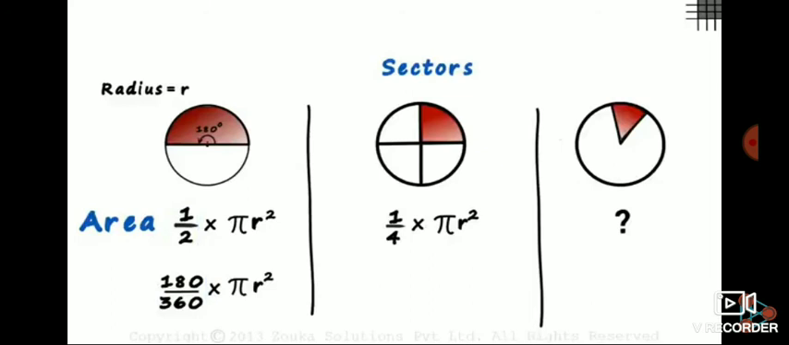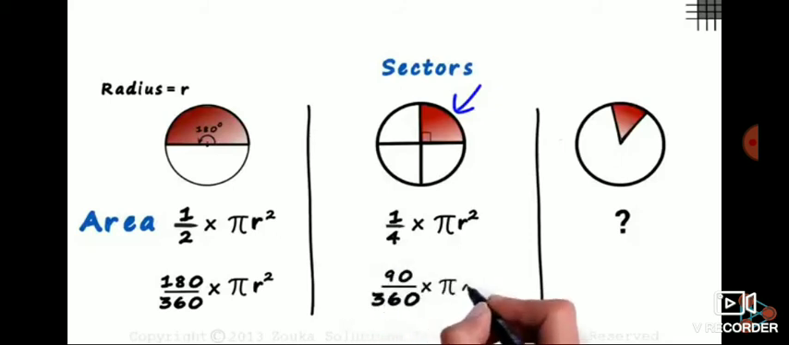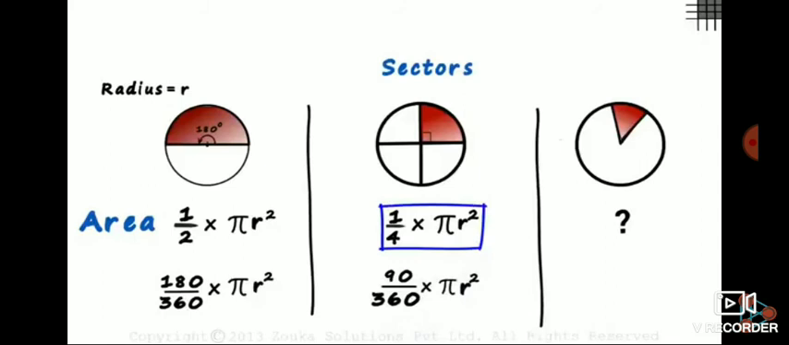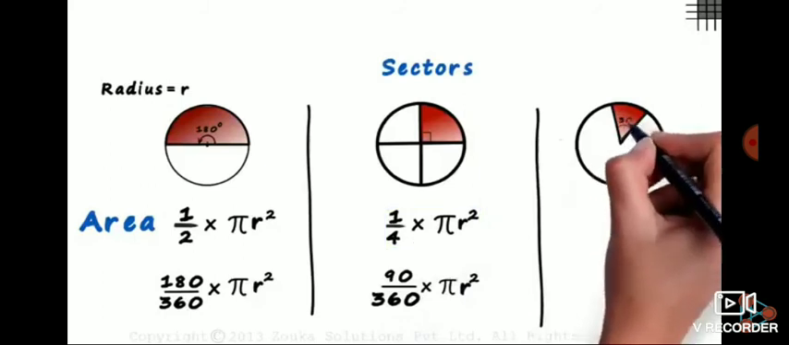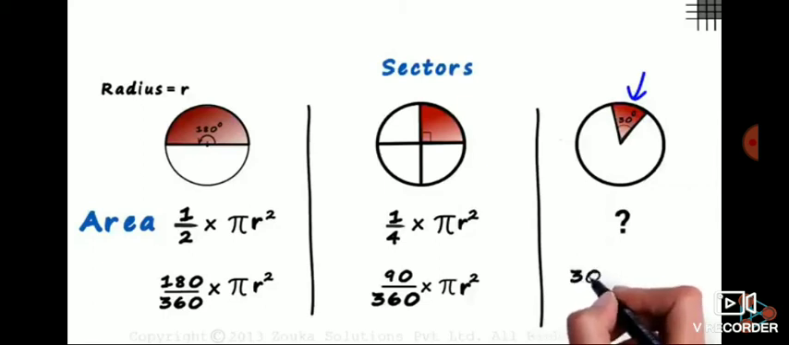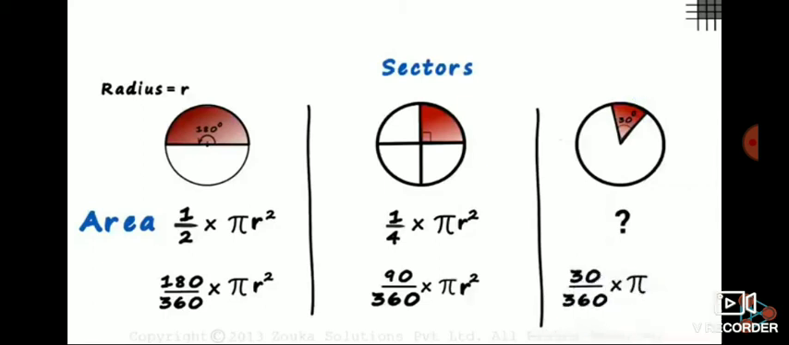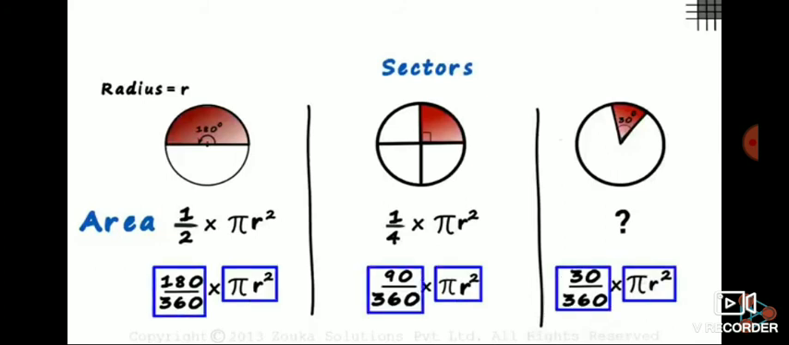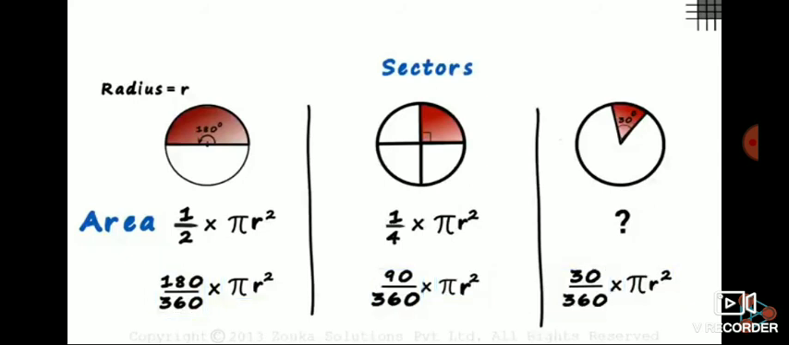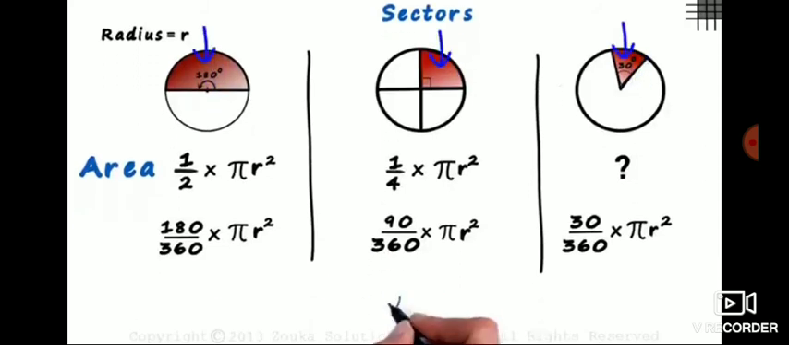Similarly, since the sector angle is 90 degrees in the second case, the area of this sector will be 90 by 360 multiplied by pi r squared, which equals this. So if this angle is 30 degrees, then the area of the sector will be 30 by 360 multiplied by pi r squared. This part is the area of the circle, and this part tells us how much of the circle is covered. To generalize the formula for a sector, we can say that if the sector angle is theta, then the area of a sector will be theta by 360 multiplied by pi r squared.